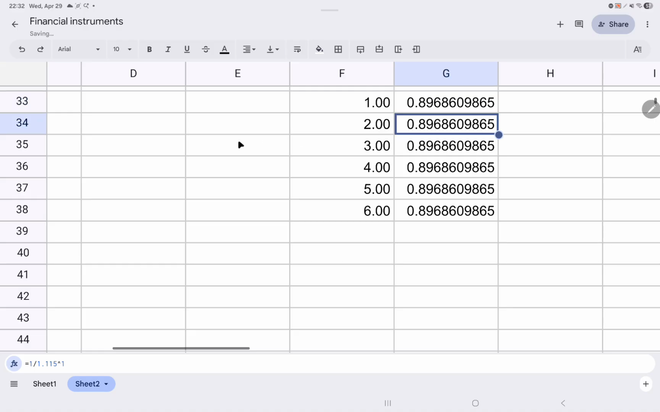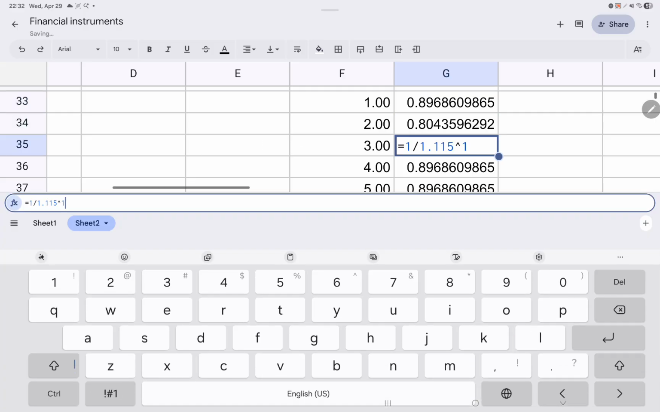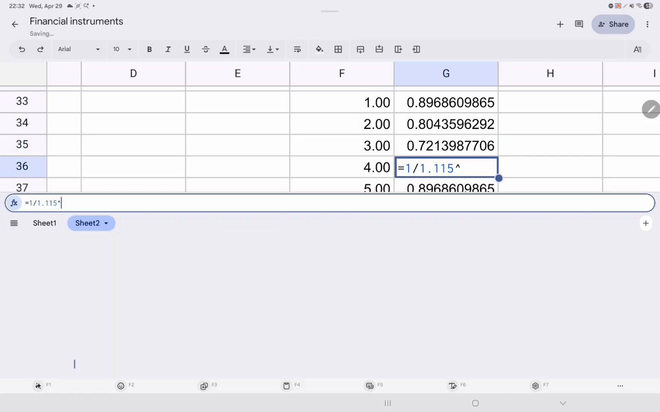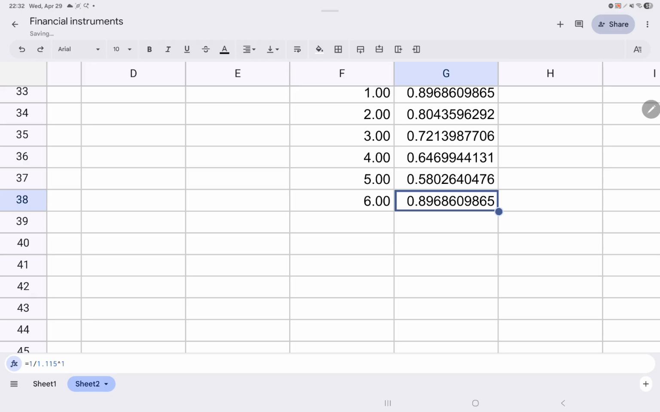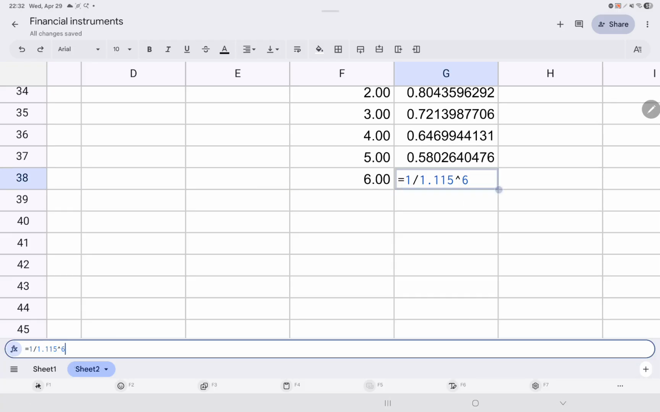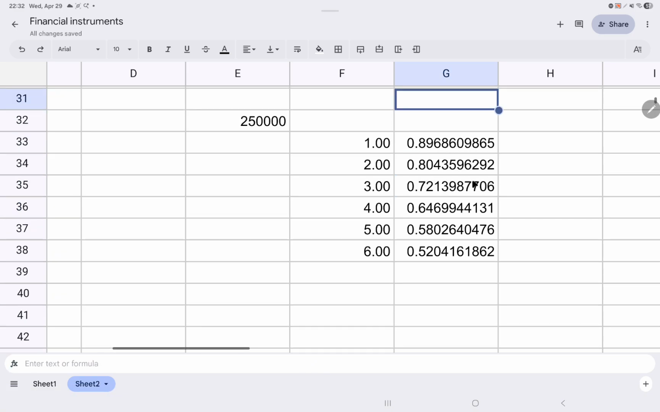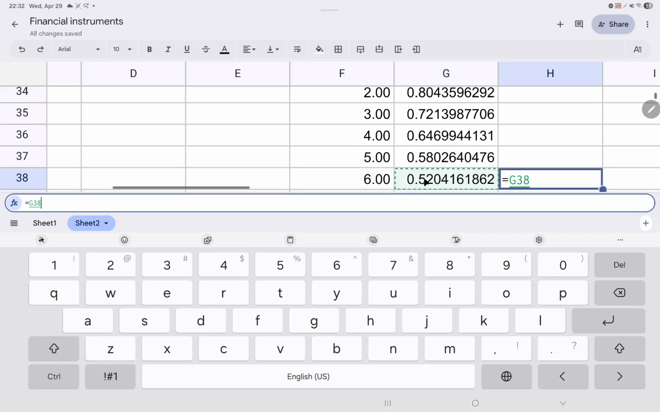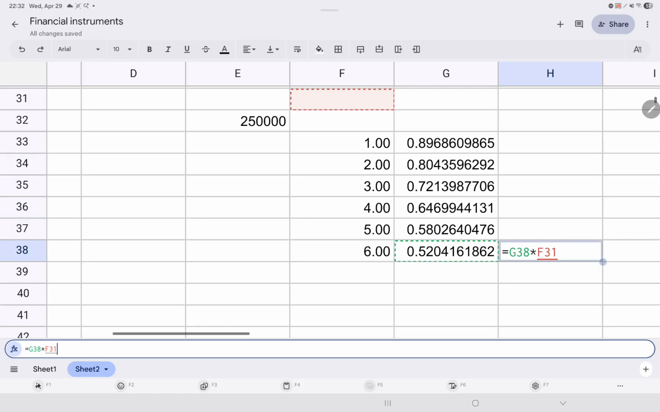So I double click power 1, then I say 2, 3, 4, 5, and then 6. What happens is on year 6 you are forgiven 25,000, and this is the present value on year 6. So you take this and multiply it times what you have forgiven. How much do you forgive? You are forgiven 25 million.